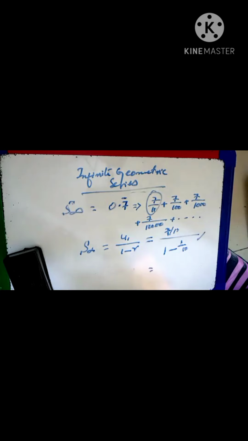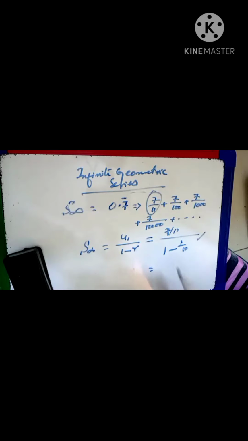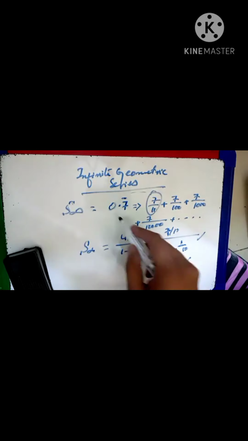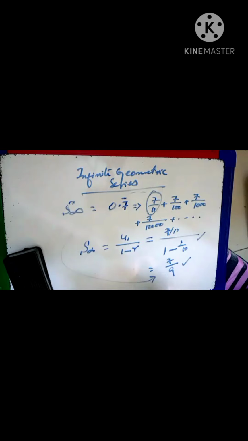Now, can you calculate this whole? What's the answer? 9 over 10. Now, 7 over 9 or 9 over 10? The total answer is 7 over 9. The fraction will be cancelled and the answer is 7 over 9. Yeah, that's the answer. So you convert the recurring number into a fraction. This is an infinite sequence, when it's very small and goes up to infinity.